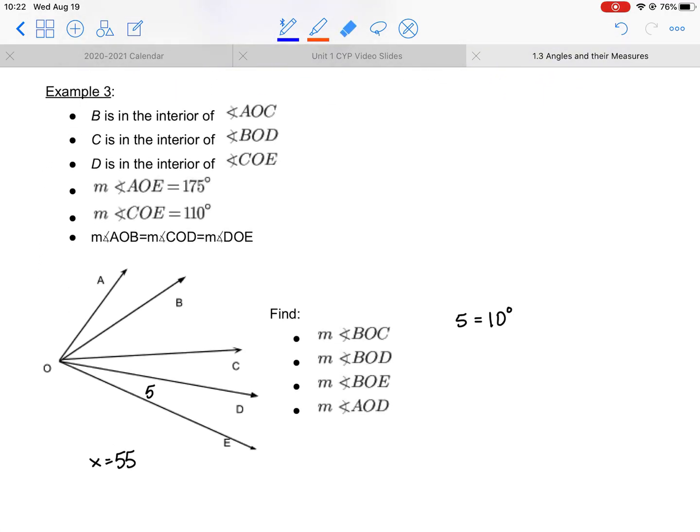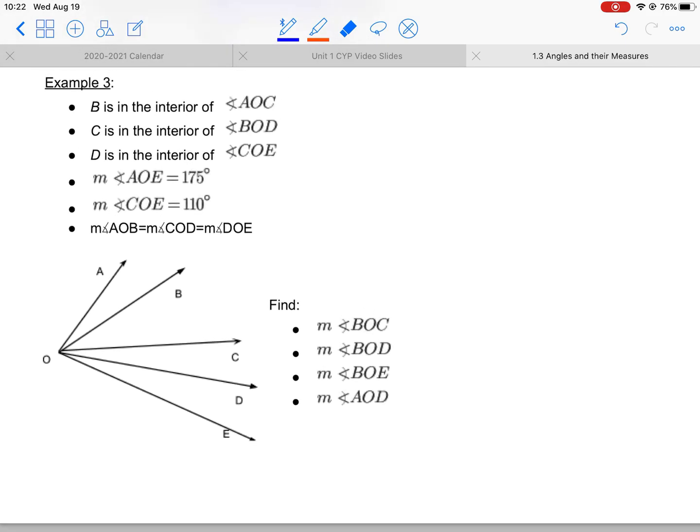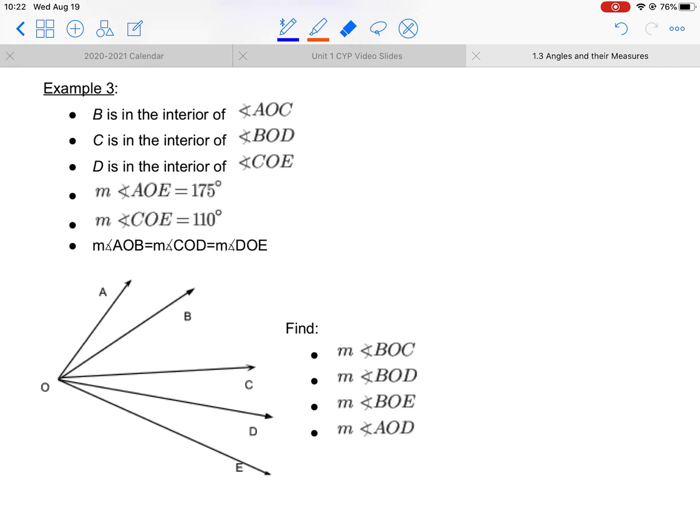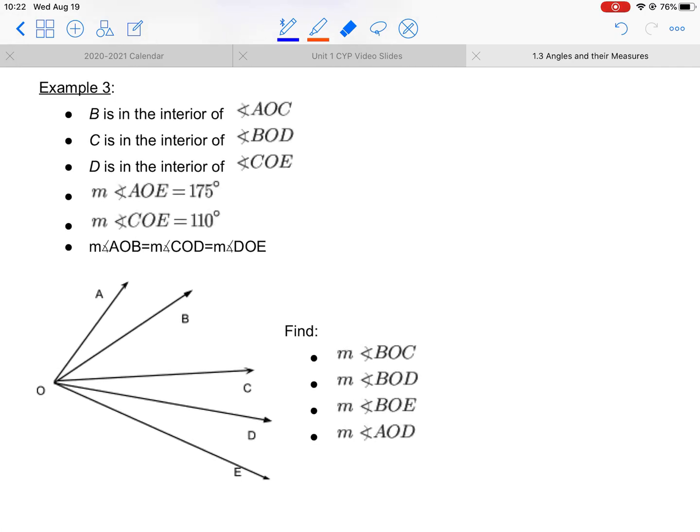Example 3 is going to be a compound example. Here we have a lot of information and it's drawn out for us, and we're going to mark what we know. To draw this, the first thing it told us was that B is in the interior of angle AOC. So if AOC is our angle and B is in the interior, that just means that it is in the middle.